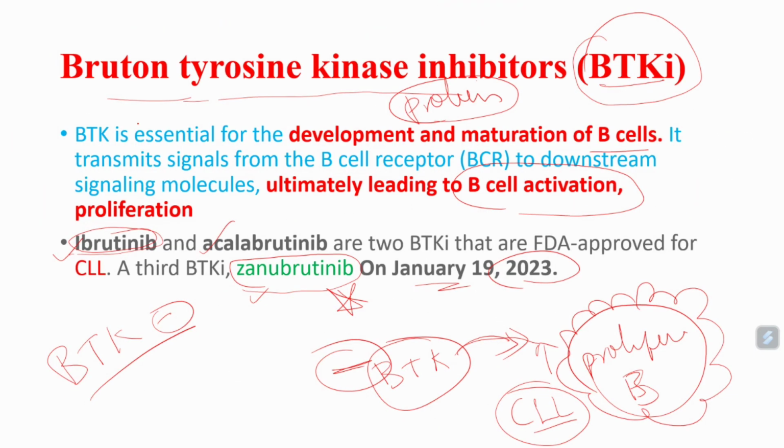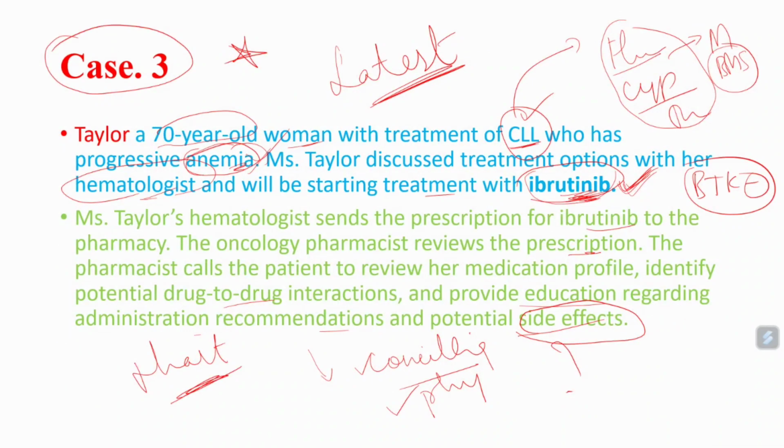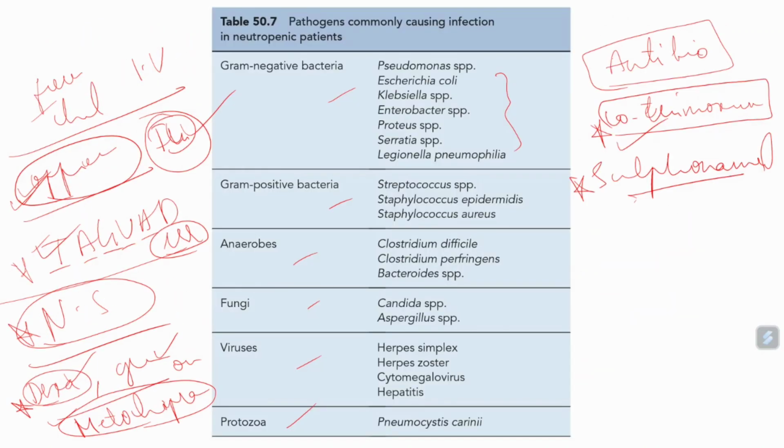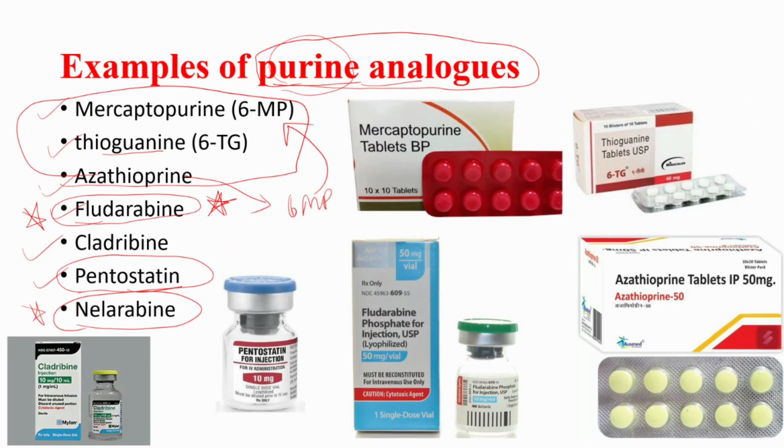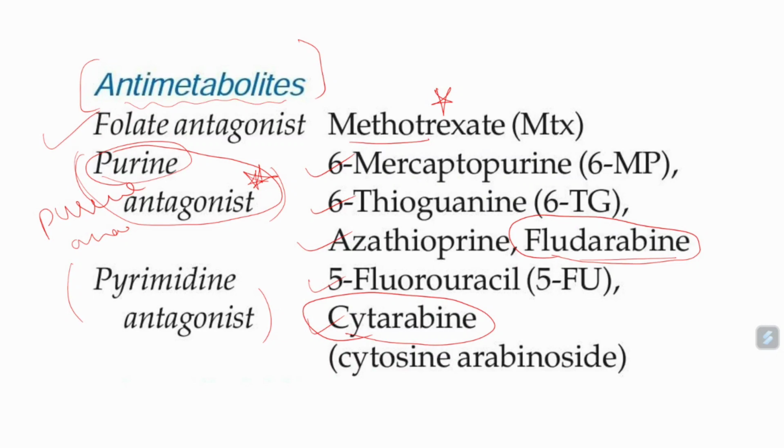I think you all understood about these Bruton tyrosine kinase inhibitors. Clear, everybody? Do you have any doubt? We discussed mainly fludarabine and purine analogs today, and we discussed three cases. In tomorrow's class, we'll continue with pyrimidine pharmacology, pyrimidine analogs and methotrexate. Methotrexate and pyrimidine analogs are other anti-metabolite drugs. We will discuss those in tomorrow's class.